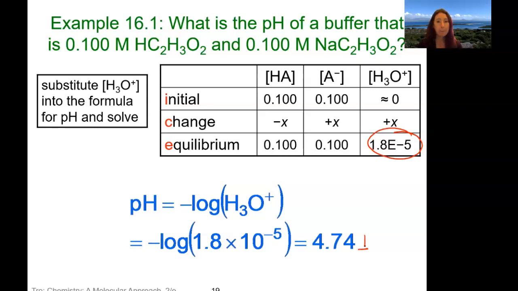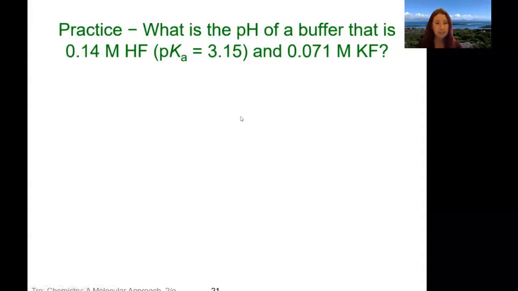So remember, a buffer is just a weak acid and its conjugate base. So here's our weak acid, and here is our conjugate base. The only difference in this ICE table that we just did and the ICE table we've done before is we have both of these now. Besides that, there has been no difference in what we have done. No difference at all. We just have two values instead of one. Okay. Let's try another one.